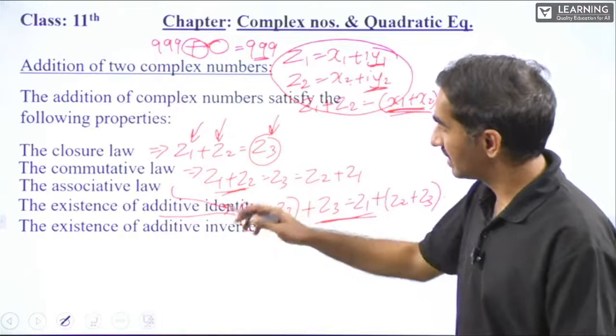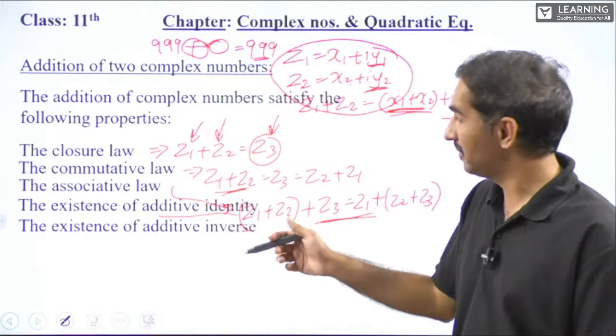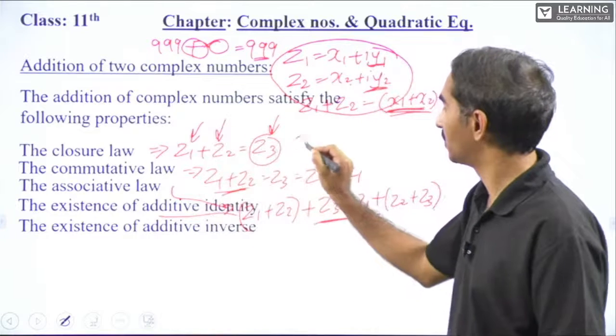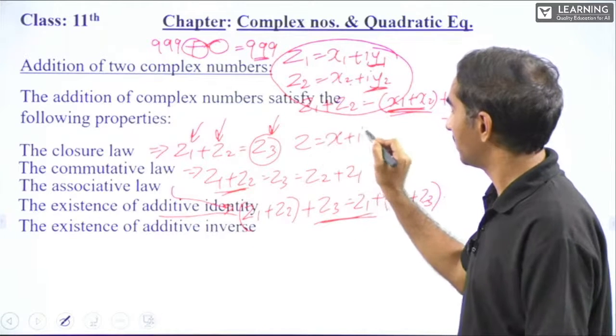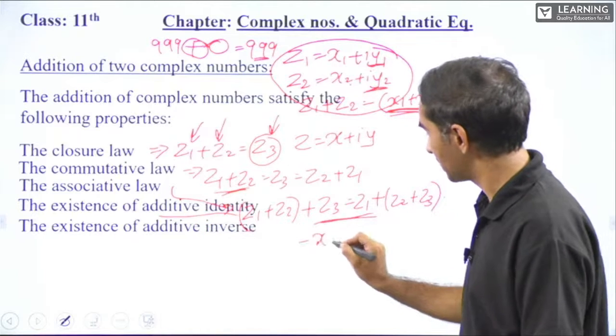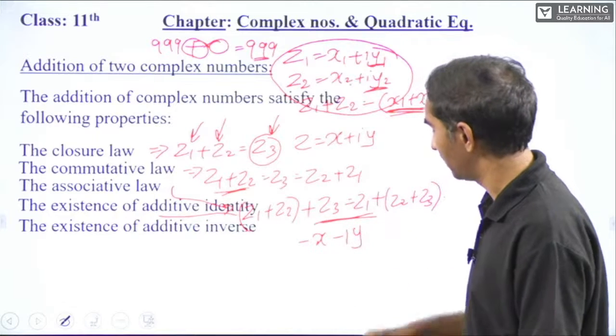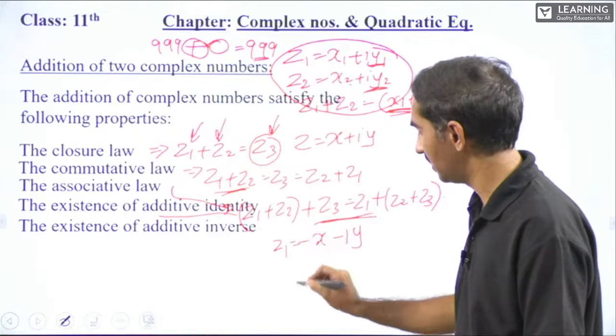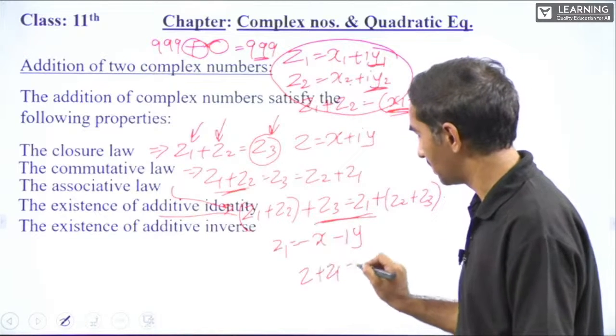Next, existence of additive inverse. What does it mean? Inverse it. So if z is equal to x plus iy, what is the additive inverse? Minus x minus iy. So what will happen if you add them both? Let us take it as z, and this we take as z1. So z plus z1 is equal to 0.